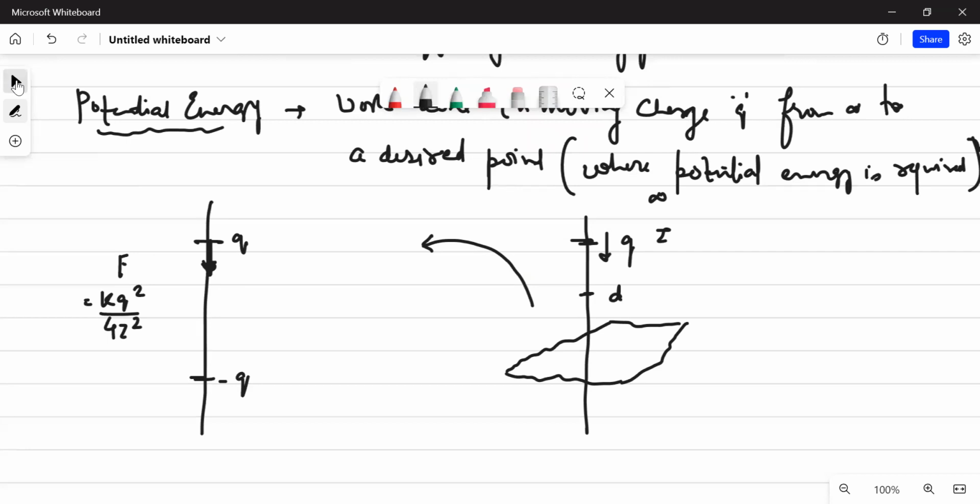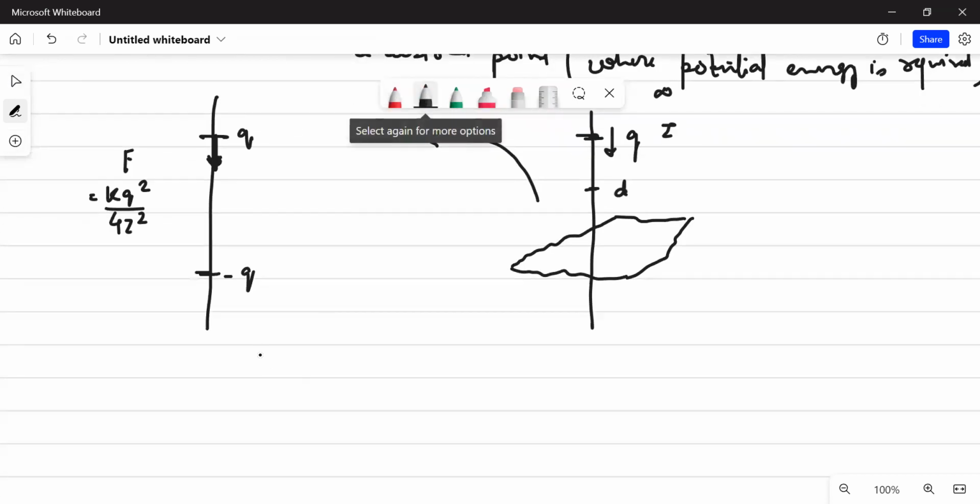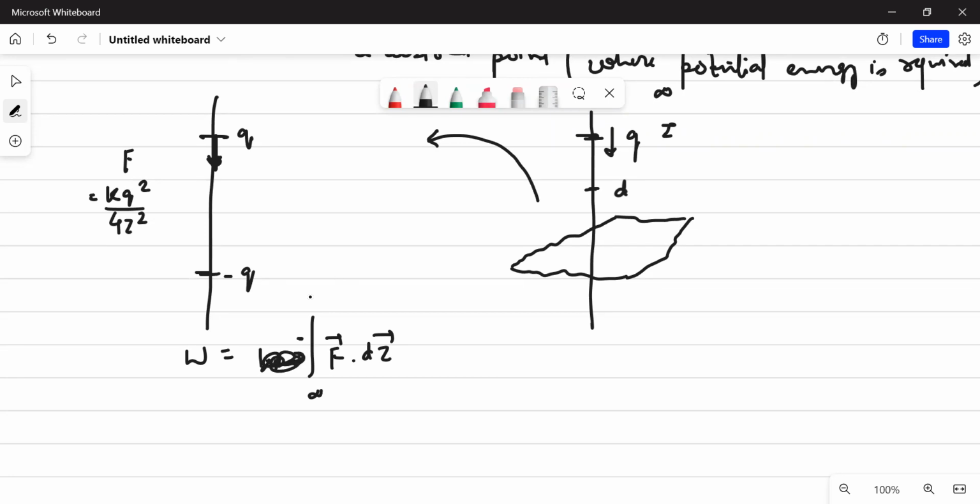Okay. So what I'll write, work done in bringing the charge from infinity to this point, so work would be equal to what? It is equal to F vector dot dz vector. Potential is given by work done by the external force in bringing charge from infinity to point D, right? So this is minus F vector dot dz vector. So your dz is in this direction, your F is also in this direction. So I'll write minus integration F modulus dz modulus cos 0, from infinity to D. Is that clear?